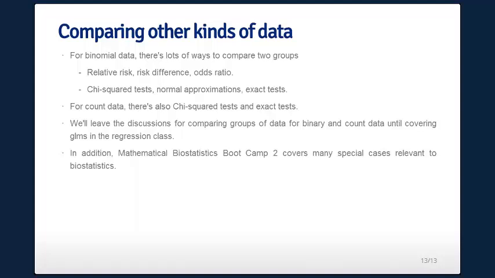So this is for the t-test. If you want to compare other kinds of group data, for binomial data, there are lots of ways to do it. We'll cover logistic regression in the regression class. And for count data, there's the chi-square test and the exact test. But we'll cover GLMs for doing that in the regression class.